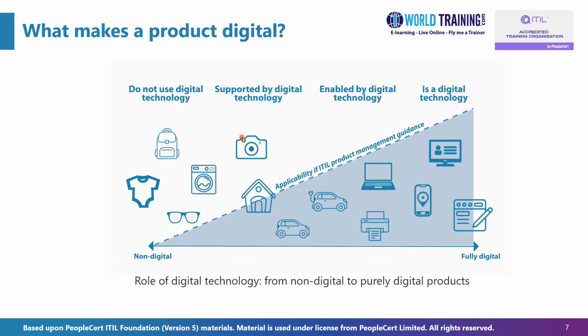So this is a good picture with example taken from the official book. On the left side, we have non-digital. On the right, we have fully digital. So on the left, we can see the products which do not use digital technology at all. There are some clothes, some wearables, not the modern wearables, but clothes to wear, bags, and rucksack and washing machine.